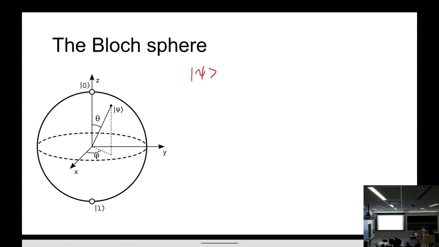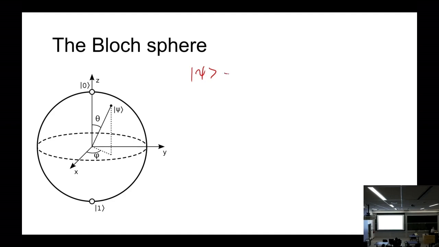And so we have some angle theta, which is measured away from the z-axis, and we have some angle phi, which is away from the x-axis. And so if I rewrite my quantum state in terms of polar coordinates, it would look something like this. So we have our quantum state equals cosine theta over 2 times 0 plus e to the i phi sine theta over 2 times 1.